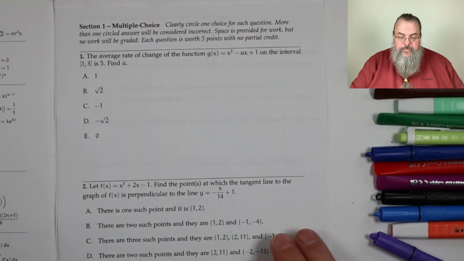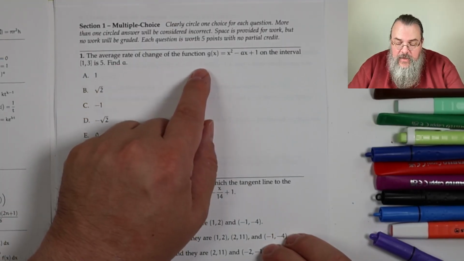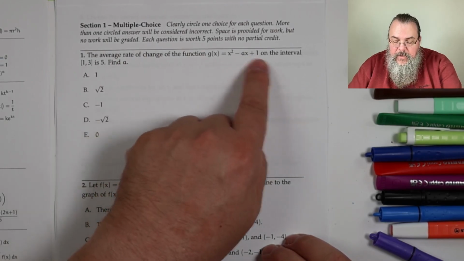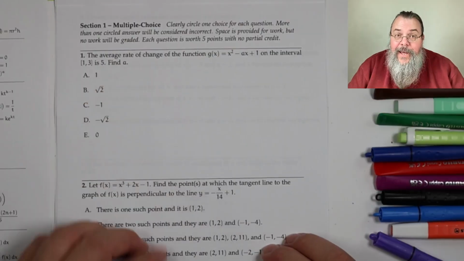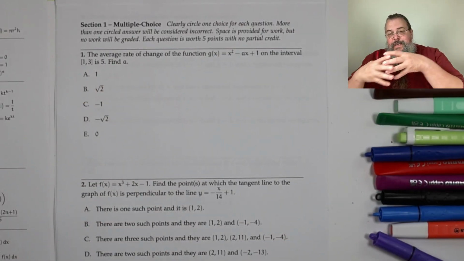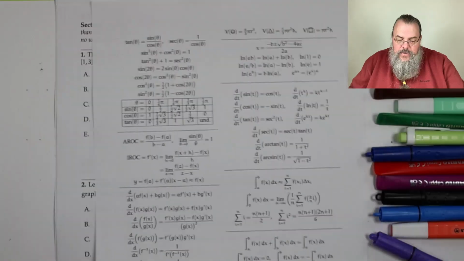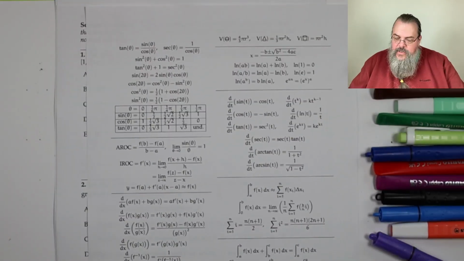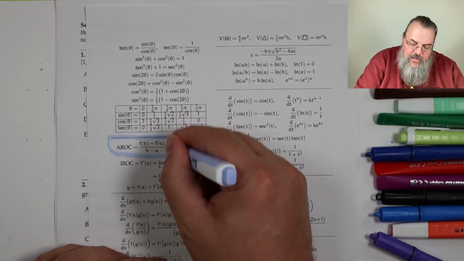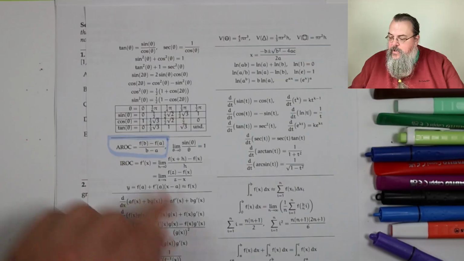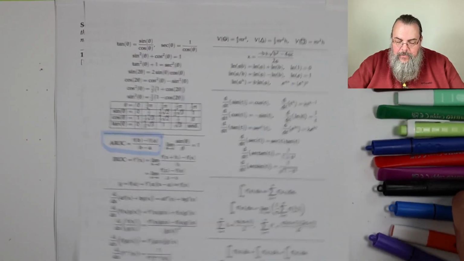Number 1. The average rate of change of the function g of x, which is equal to x squared minus ax plus 1 on the interval from 1 to 3 is 5. Find a. All right, so we know the average rate of change, and we're trying to figure out a. Now, we just pulled up the formula sheet, and hey, wouldn't you know it, that's one of our formulas for average rate of change right there. You know, AROC versus IROC. All right, so AROC. So what's happening?